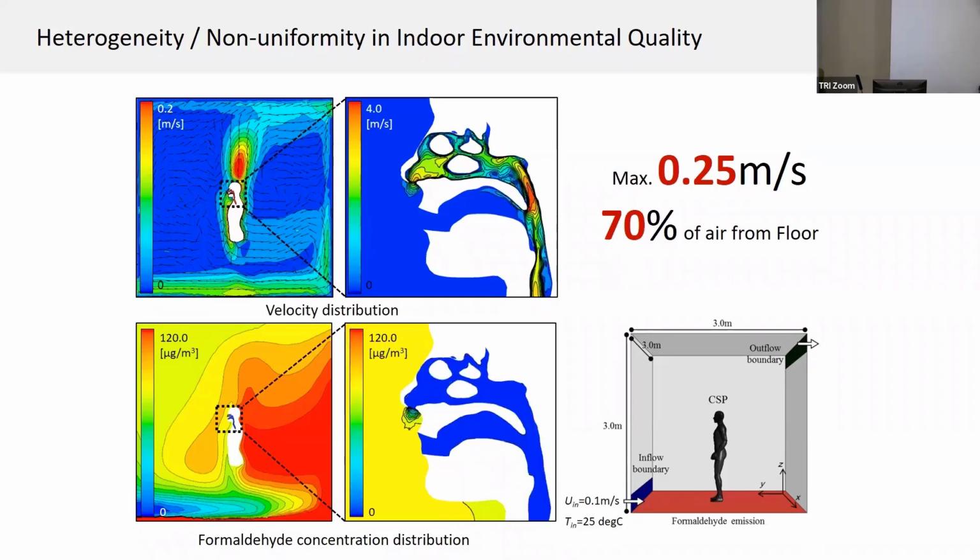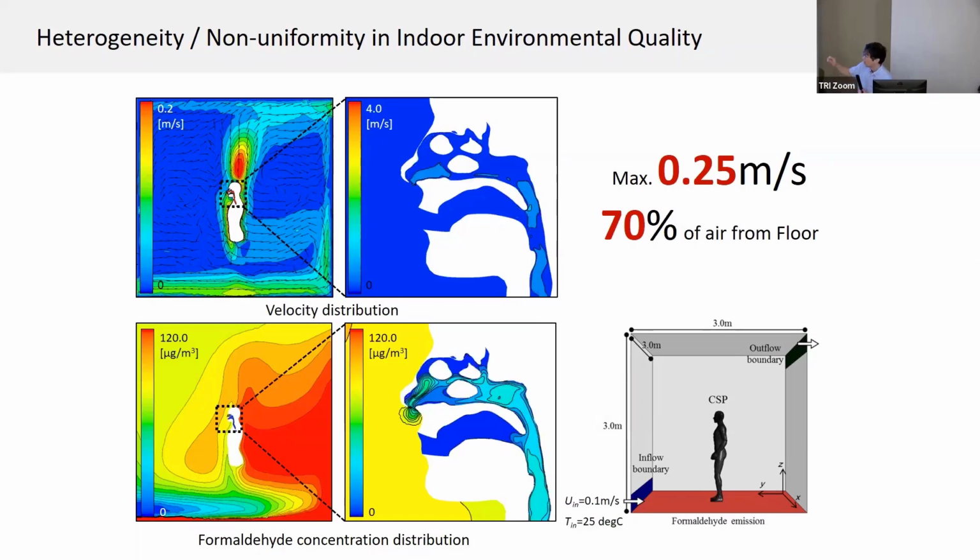Here, you can see the thermal plume and upward flow because of the heat generation of the human body. I would like to emphasize that based on our numerical simulations, the maximum velocity at the top of our head reaches 0.25 meter per second. This is 2.5 times higher than the inlet supply velocity.